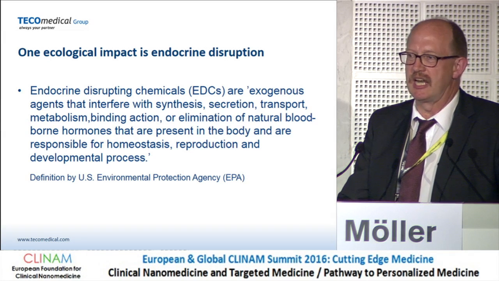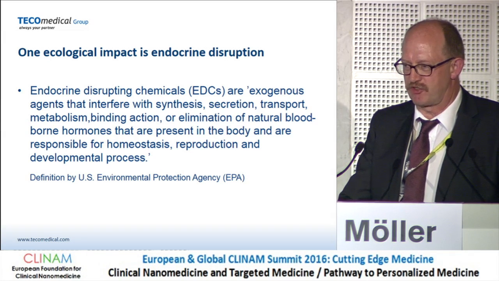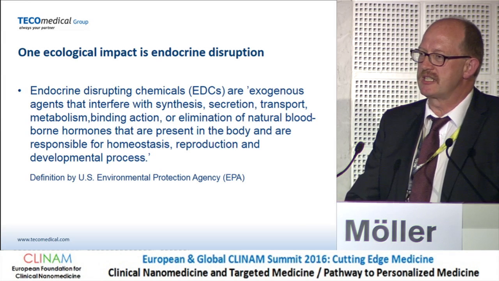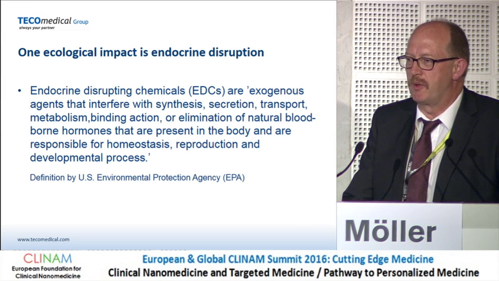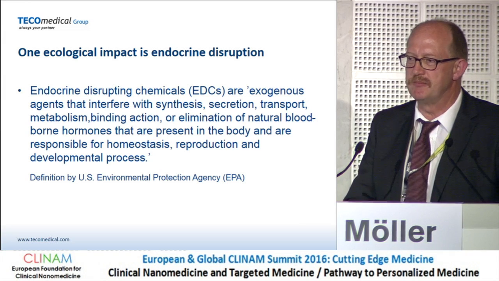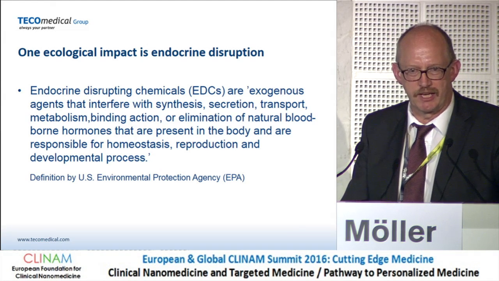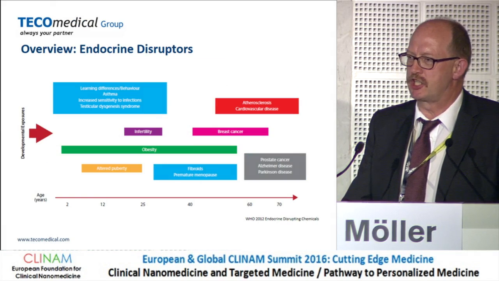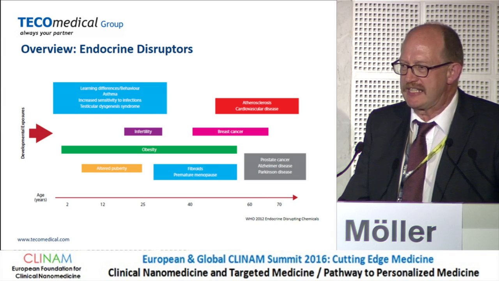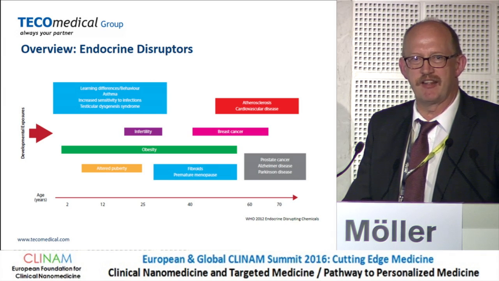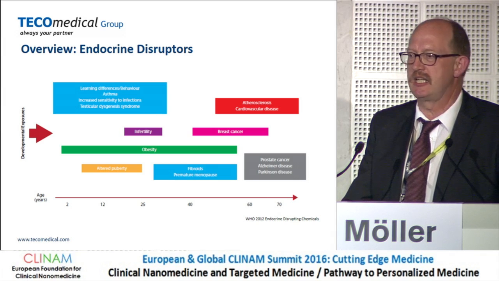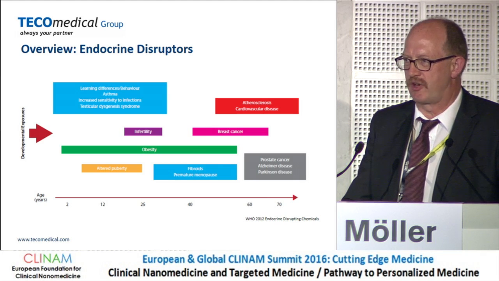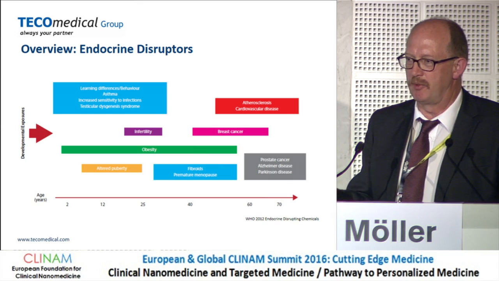One of these ecological impacts are endocrine disruptors. Endocrine disrupting chemicals are exogenous agents that interfere with synthesis, secretion, and transport of metabolism, and so they are interfering with our endocrine system in different ways. And here we see from the WHO that there are different ways endocrine disruptors can affect humans. It can be in obesity, it can be in fertility. So you see a lot of different areas where endocrine disrupting effects do harm humans.